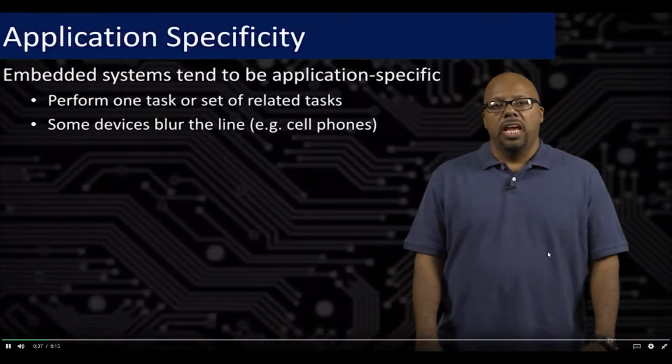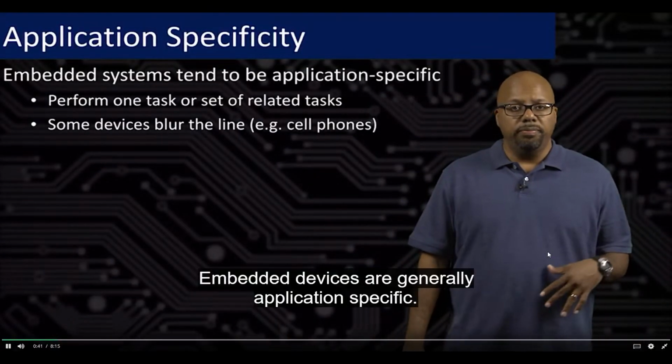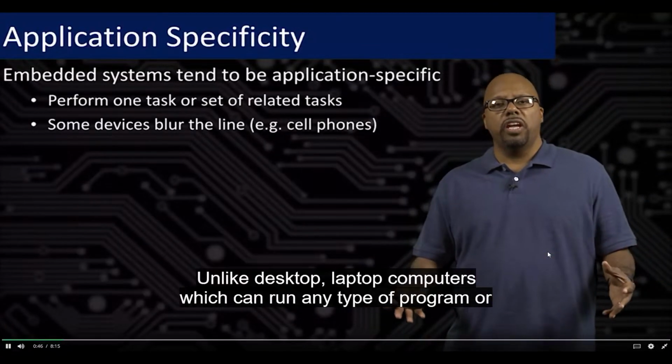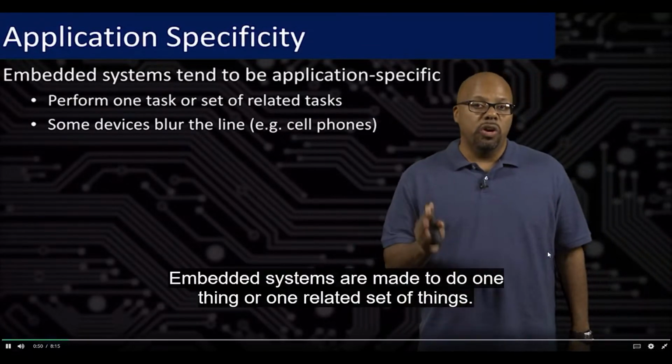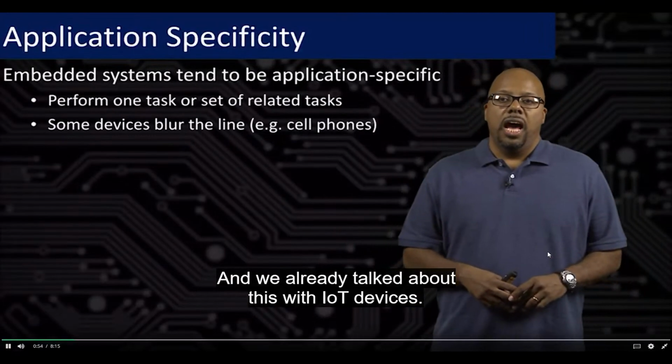Okay, so application specificity. Embedded devices are generally application specific. Unlike desktop and laptop computers, which can run any type of program, or are pretty good at doing any type of program, embedded systems are made to do one thing or one related set of things. And we already talked about this with IoT devices.